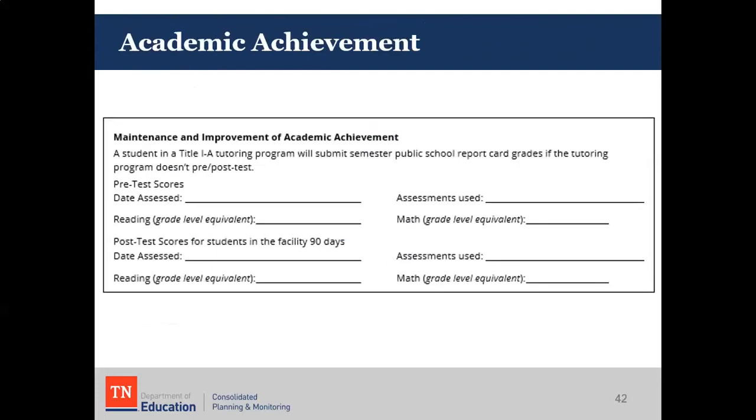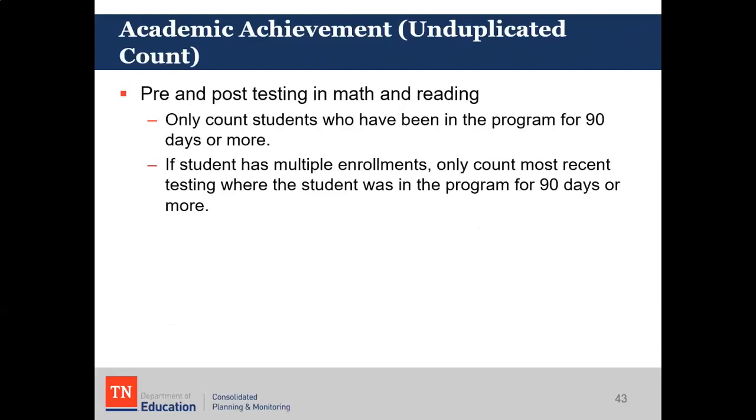And then our final area, in the area of academic achievement, again, this is what it looks like on the individual form. And this is where we are doing our pre and post testing in math and reading, so that we can go back and look at our academic data to see what gains our students are making in these two subject areas.